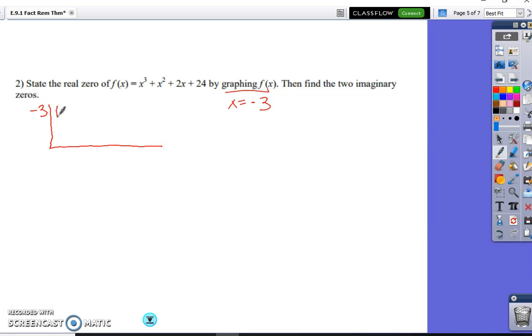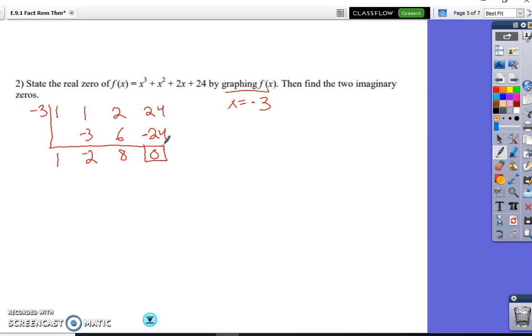The x cubed is a 1, plus the x squared is a 1, the x term is a 2, and the 24 is by itself. That's your x to the 0 term. So there's your 4 terms at the top there in order. Bring down the 1, multiply, you get -3. Add these together, you get -2. Multiply, you get 6. Add these together, you get 8. Multiply, you get -24. Add those together, you get 0.